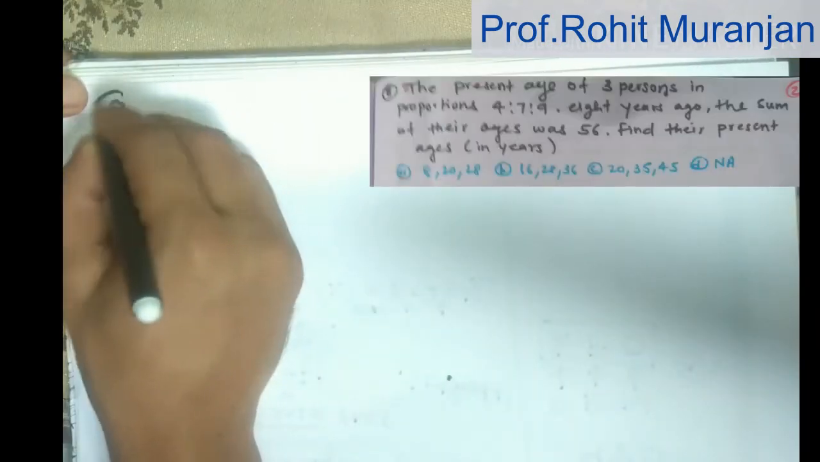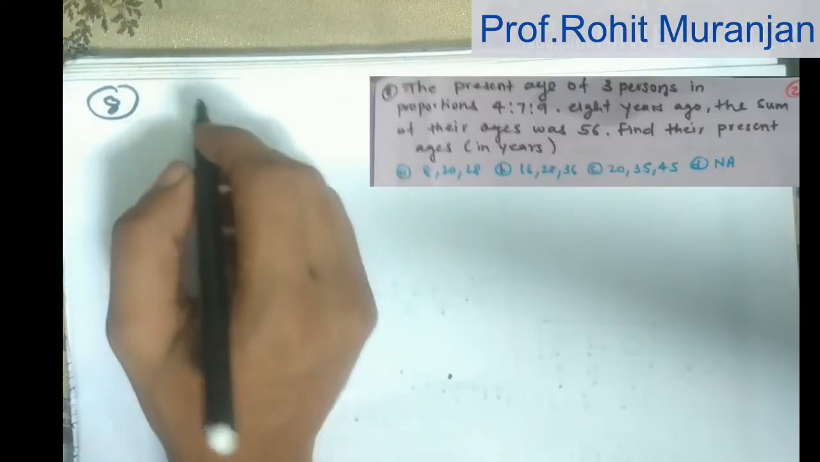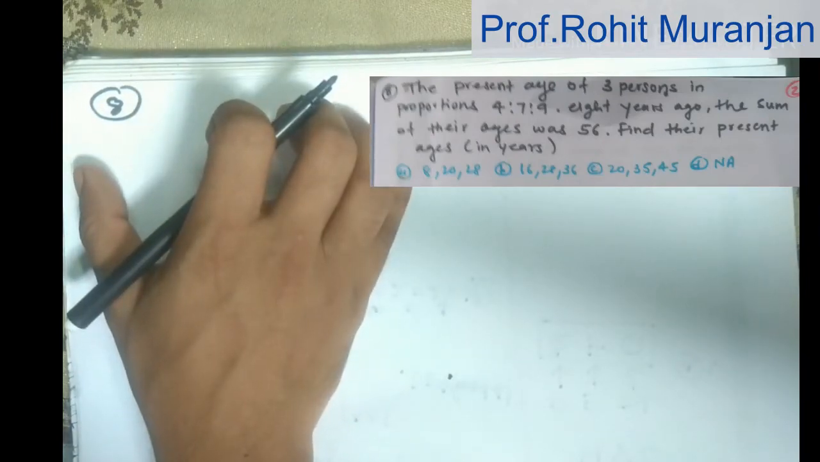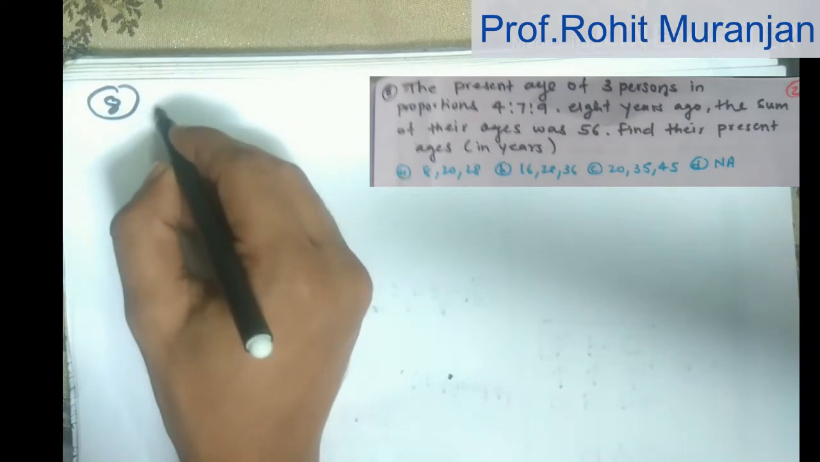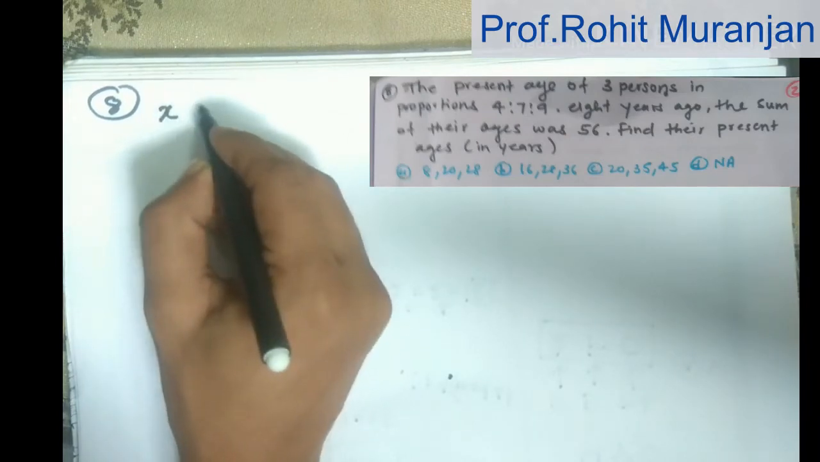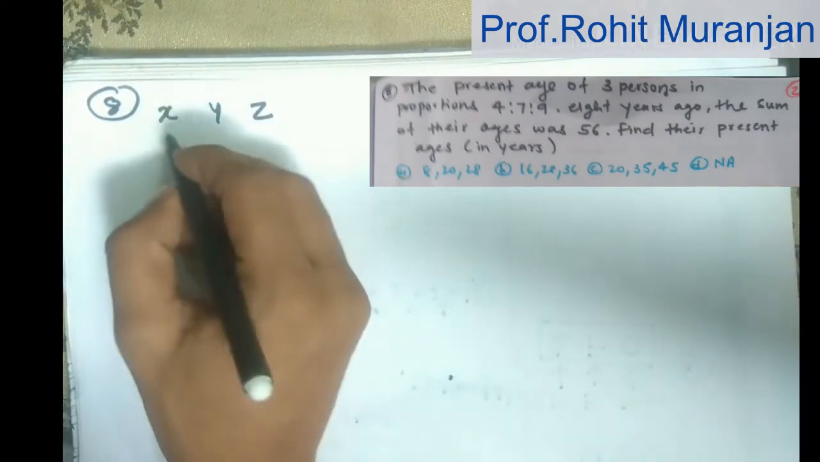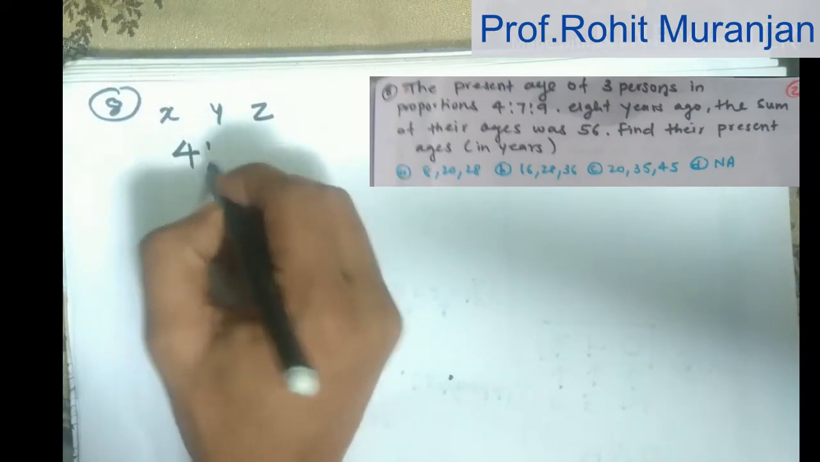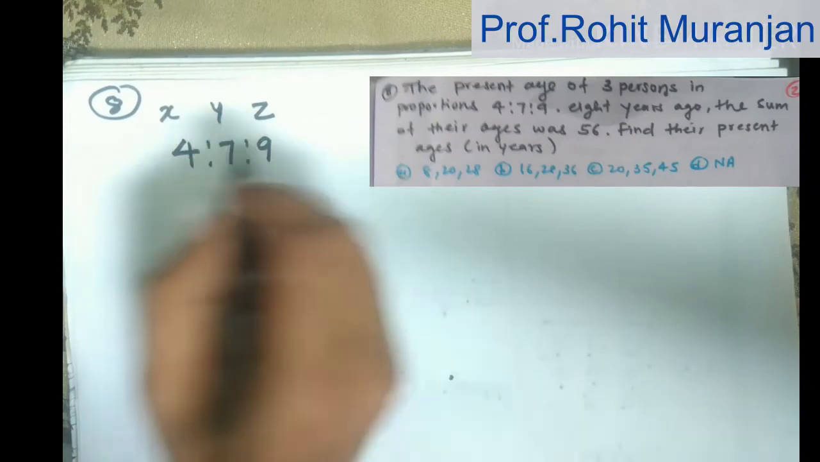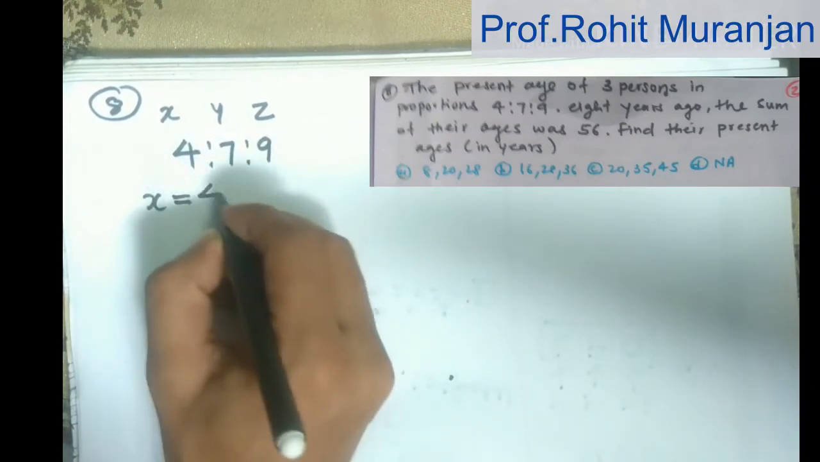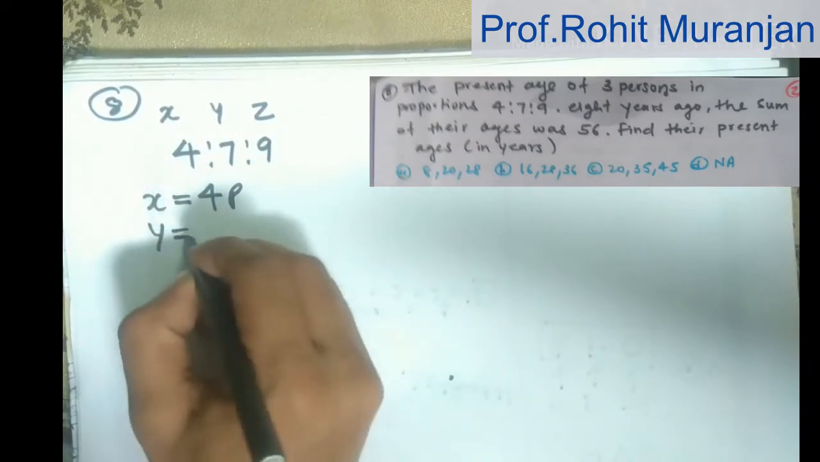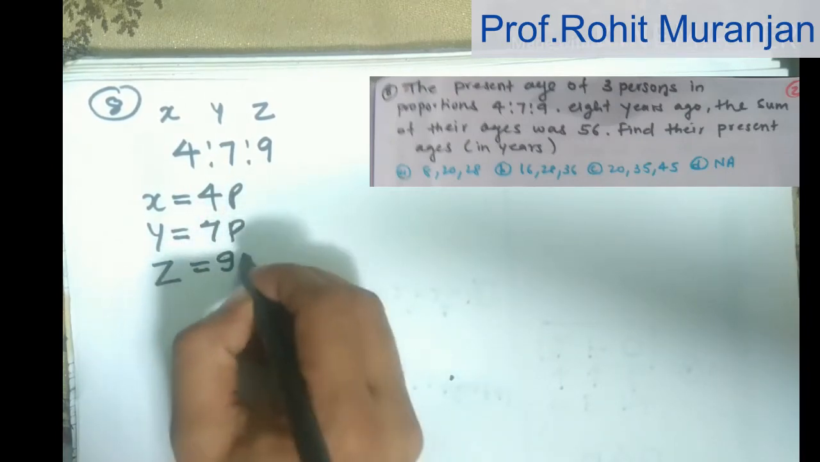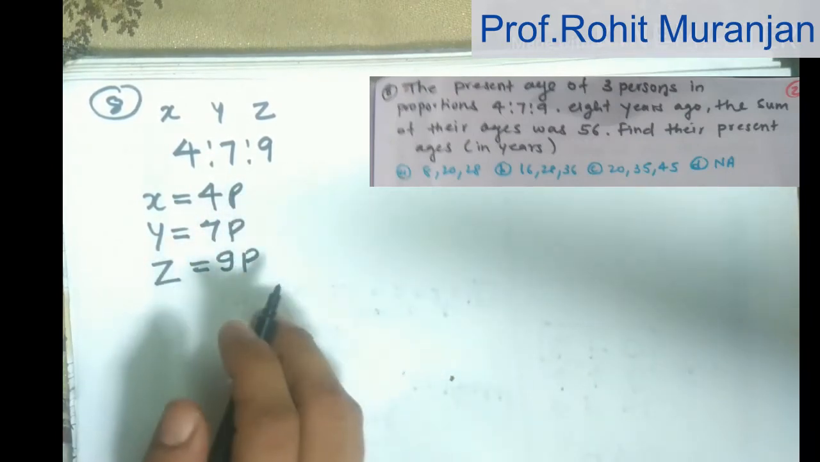Try to do question number 8. What have they given? The present ages of 3 persons. They have given 3 persons and their present ages are given in a proportion. Okay, suppose the present ages of the 3 persons are X, Y and Z. Okay, and the proportion of their present ages is given to be 4 is to 7 is to 9. Okay, means the current age of the first person is going to be 4p, the current age of the second person is going to be 7p, and the current age of the third person is going to be 9p. Okay, what else have they given?